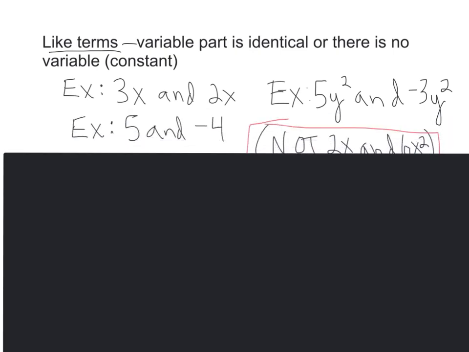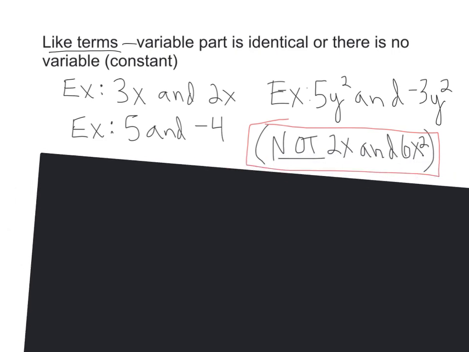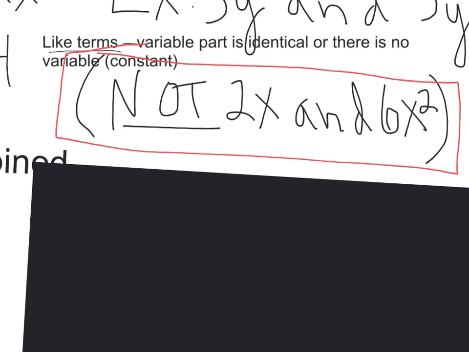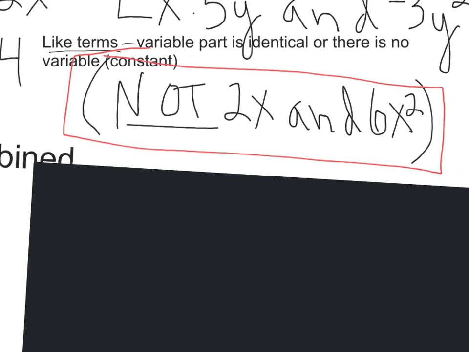5 and negative 4 are also like terms because those are just constants. There's no variable on either one of these. We'll also talk about a non-example, something that's not like terms. So 2x and 6x squared are not like terms, even though they both have x's. One is just a plain x and one has an x squared. Because of that exponent, those are not like terms.